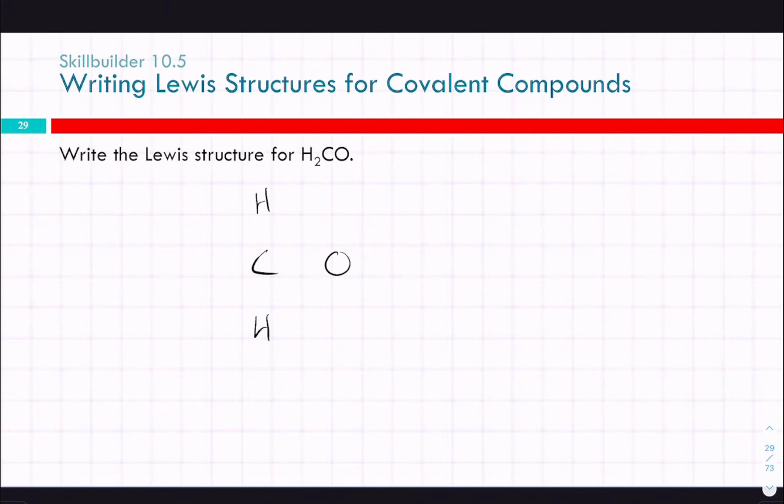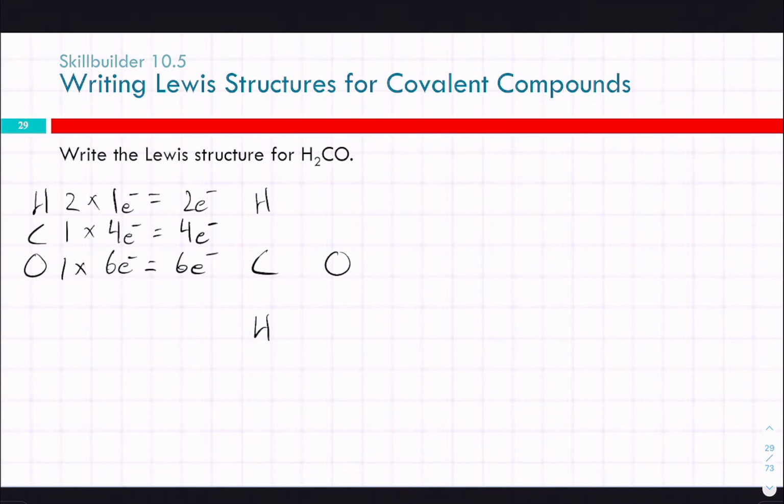Okay, so we have our skeletal structure. What's our next step? Valence electrons. We want to know how many total valence electrons we have to work with. So we have hydrogen, carbon, oxygen. So hydrogens, we have 2, 1, and 1. You can do this in whatever way works for you. If you can just look at them and add them up, you can do that. Or if you want to write them out like this, that works too. So we have 2 hydrogens, each with 1 electron. And then carbon has 4 valence electrons, and oxygen has 6. So that'll give us 2, 4, and 6, for a total of 12 valence electrons.